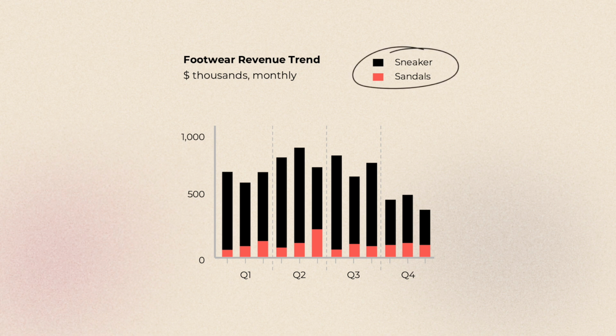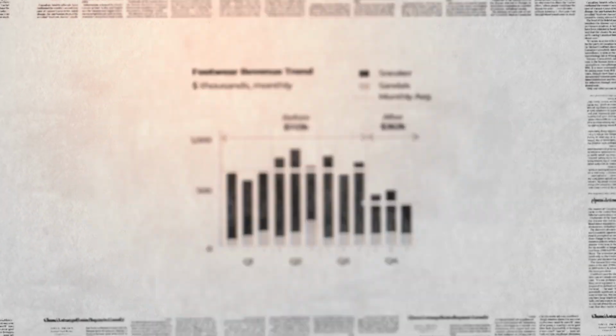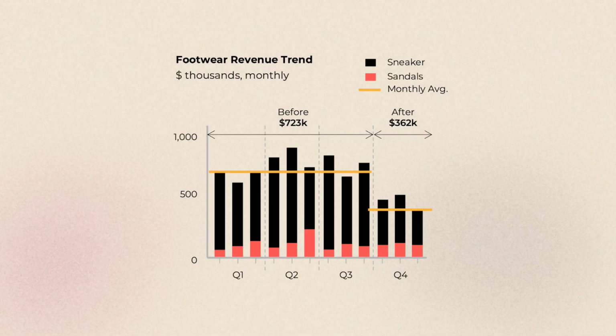Let's also split the bar between sneakers and sandals so it's clear that the sales is attributed to the sneaker line of products. We see the drop in sales in Q4, but let's also now see the before and after to really bring attention to the severity of the drop. We can do this by putting in a before line for the last 9 months, which shows the monthly average in the 700 plus range, and an after line in Q4, which shows the drop to the 300 plus range, which supports the narrative of the 50% sharp and at this moment sustained decline.